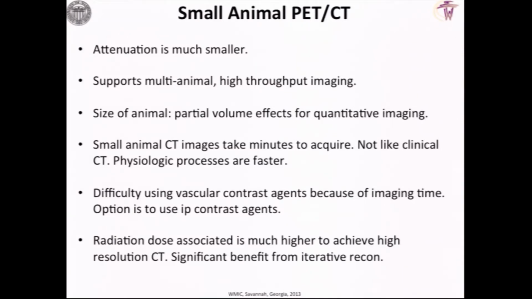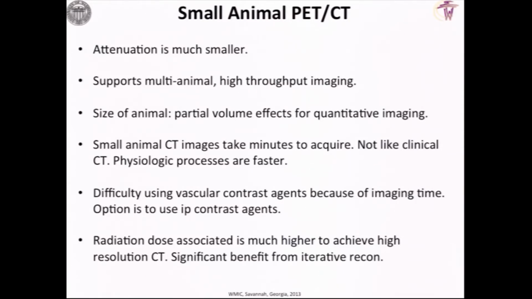For small animal PET CT, one of the nice things about it is that it supports multi-animal or high throughput imaging. So if you didn't have a fast attenuation source, then it wouldn't be as helpful. But having the CT allows you to do multiple animals.